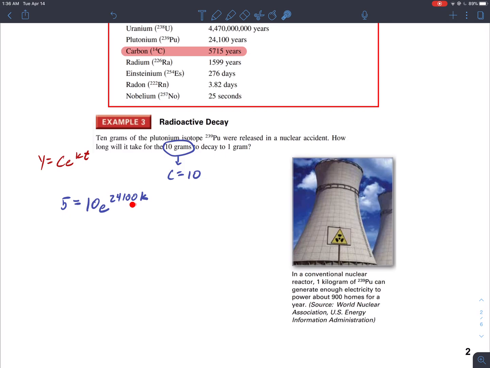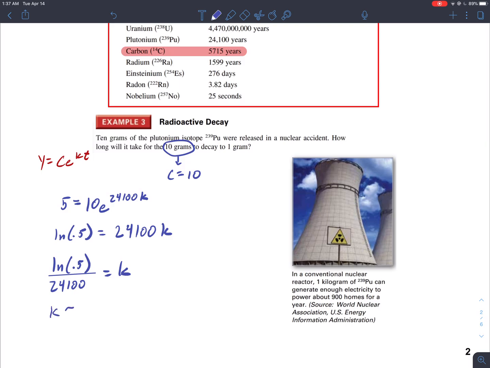All right, so I start with 10. I'm going to get down to 5 if t is 24,100. And this, of course, allows me to find k, right? So if I divide by 10, I get ln of a half. I'm going to write ln of 0.5 is equal to 24,100 k, all right? That's what happens when I divide by 10 and then take the natural log of both sides. And then if I divide by 24,100, I can isolate k. All right, so I've got k.